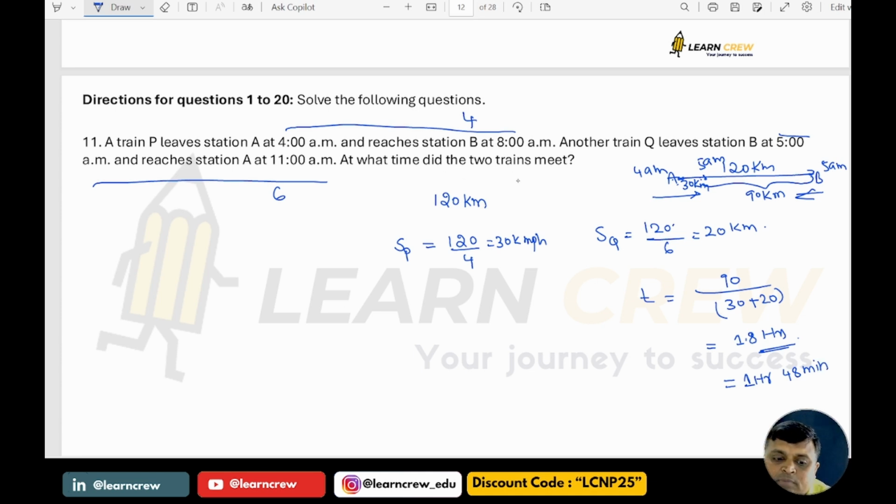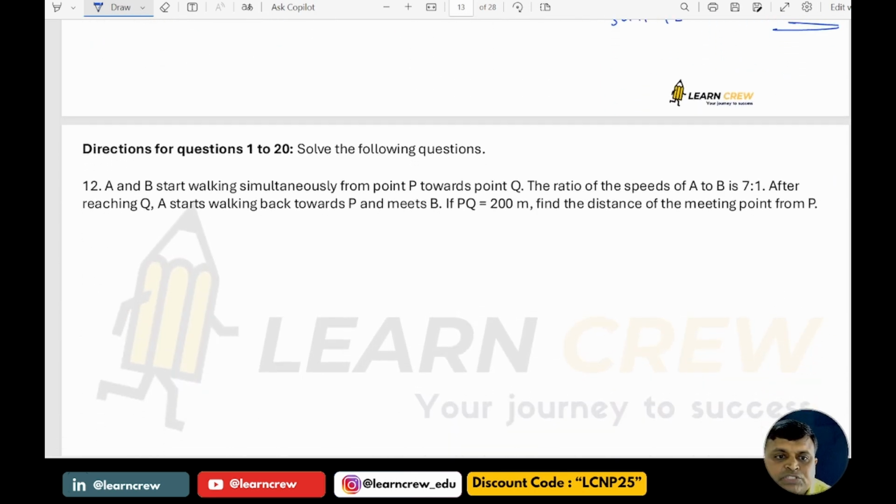At what time do both the trains meet? From 5 a.m. it takes 1 hour 48 minutes, which means at 6:48 a.m. both the trains will meet. I hope it is clear. Next, question number 12.